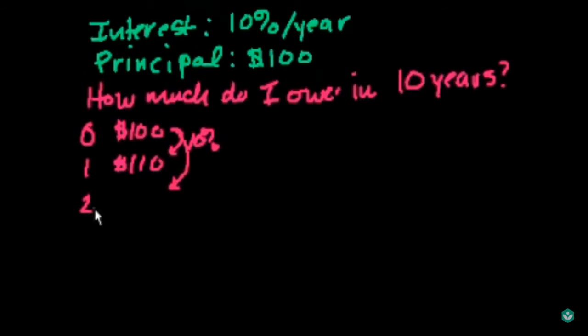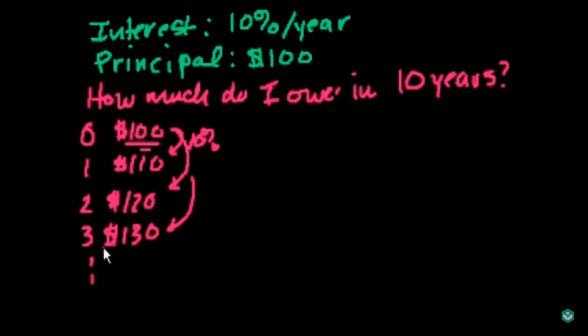So every year I'm just adding $10. So in this case, it would be $120. And in year 3, I would owe $130. Essentially, my rent per year to borrow this $100 is $10, right? Because I'm always taking 10% of the original amount. And after 10 years, because each year I would have had to pay an extra $10 in interest, after 10 years, I would owe $200, right?